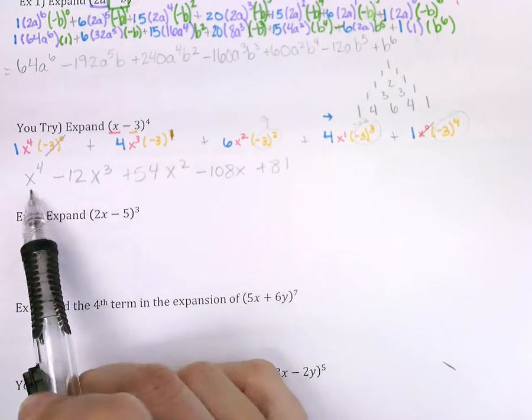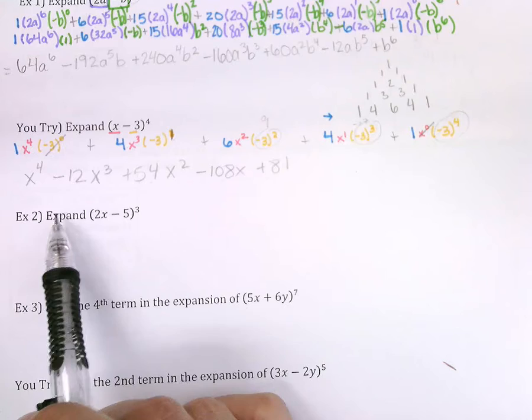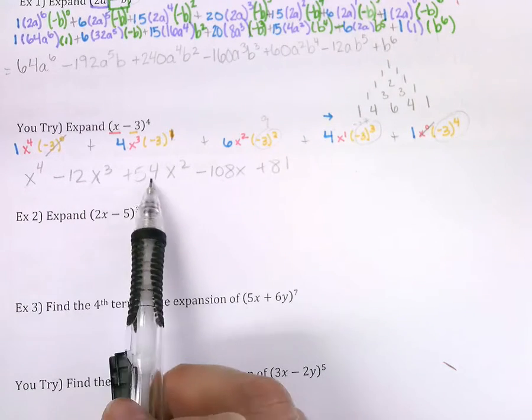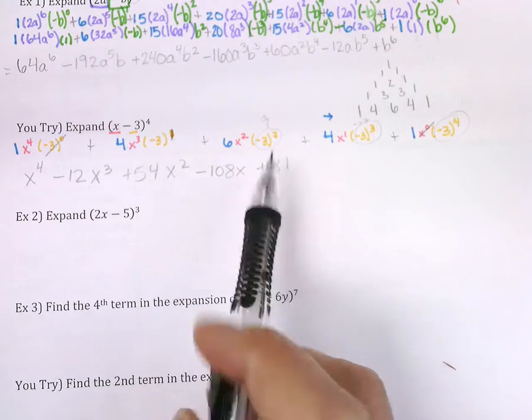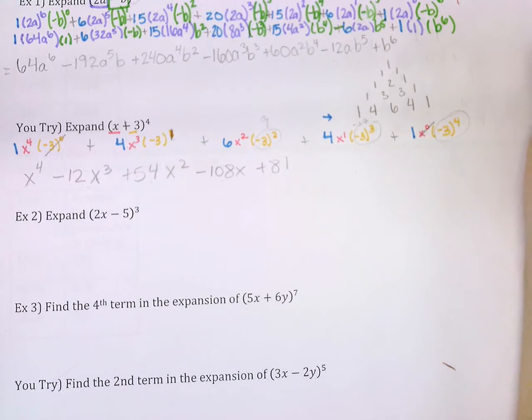Now if you look at the signs, what do you notice about the signs of each term? They alternate. So the first term is positive, then it alternates to negative, positive, negative, positive. If I make this a plus, what do you think the signs will do? They change, reverse.